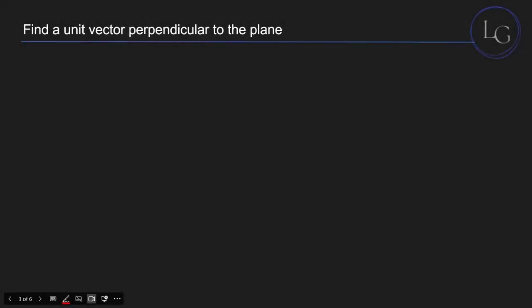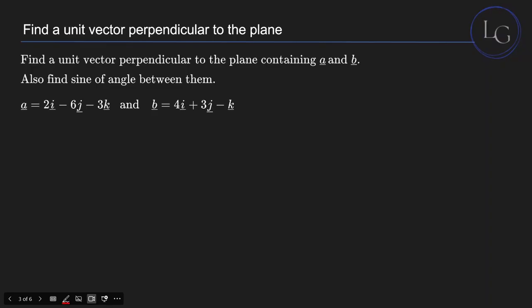Now let's find a unit vector perpendicular to the plane. It says that we have to find a unit vector that is perpendicular, and once you see this, you already know that we'll use the cross product, and the plane contains vectors A and B, and we'll also have to find the sine of the angle between them, right? So some of you may have already guessed how you will find the sine, and everything is so related to each other, honestly. But let's see how we'll do this. So A is this vector here, and B is this vector here, and the plane that contains A and B, we need to find a unit vector perpendicular to that plane, right? So let's see.